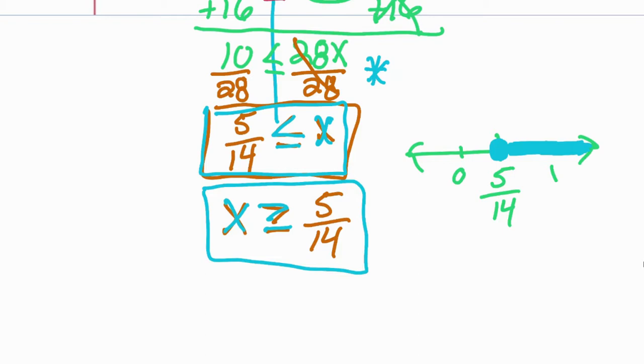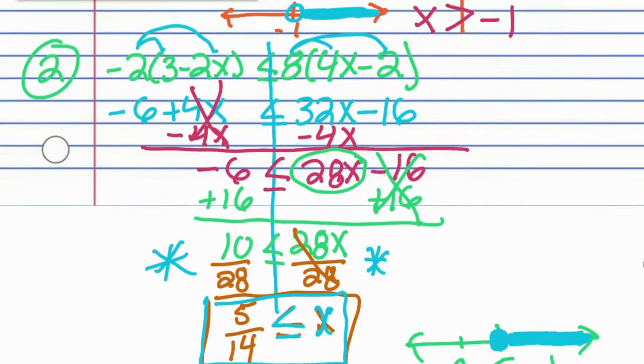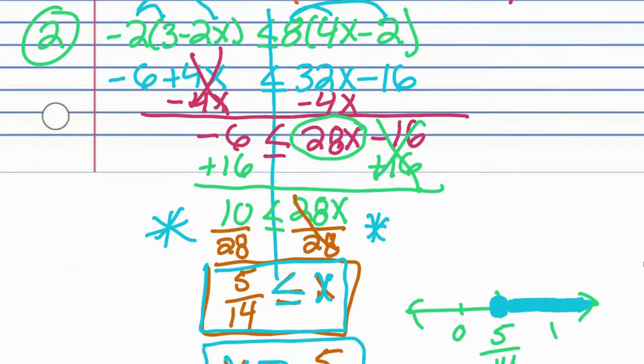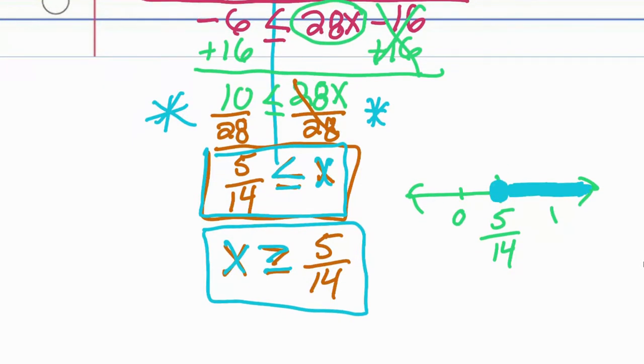Okay, so remember, it's this step at the end right here. If you're dividing by a negative, most of the time we're dividing. Rarely, sometimes we are multiplying, but most of the time we're dividing. So it's this step right here. If you're multiplying or dividing by a negative, that's where you need to flip your symbol. And that's the only thing that's different about solving inequalities versus solving equations.